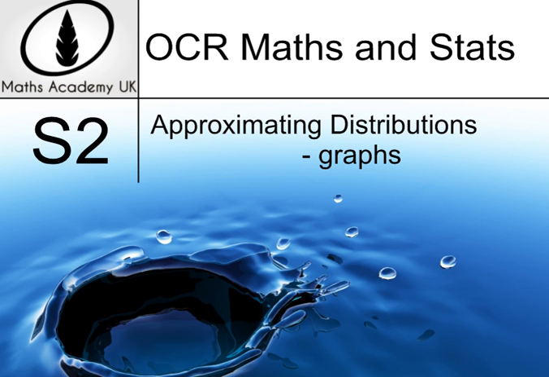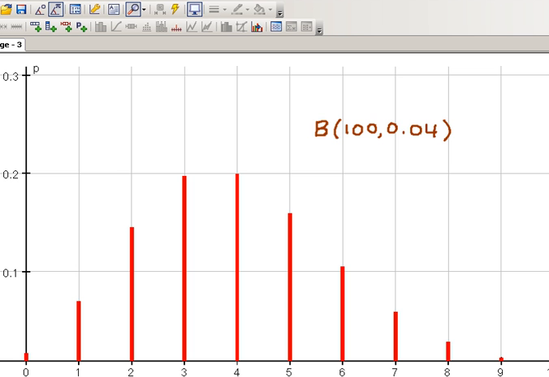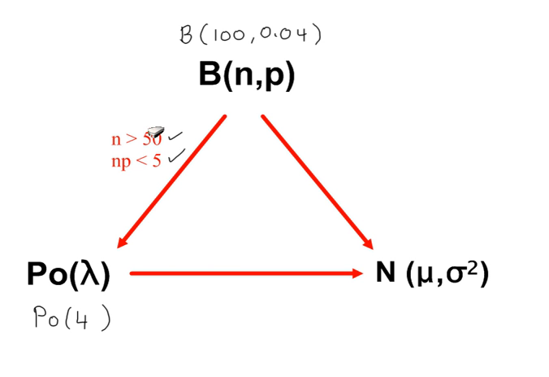Approximating Distributions, Graphs. The following graph represents this binomial distribution, and because these two conditions are met, we can use a Poisson approximation to this binomial distribution.